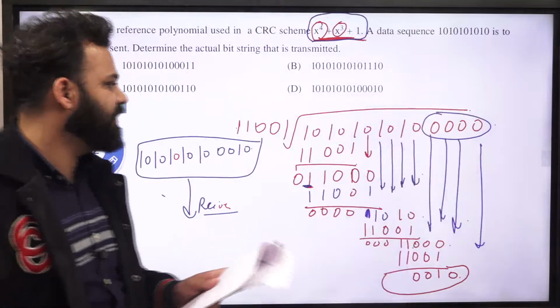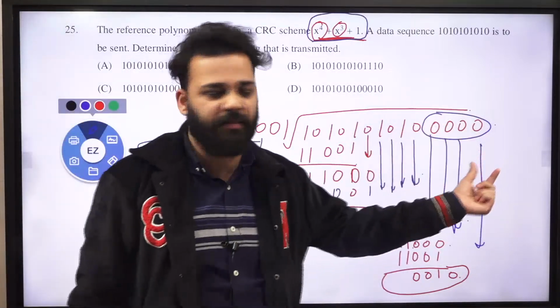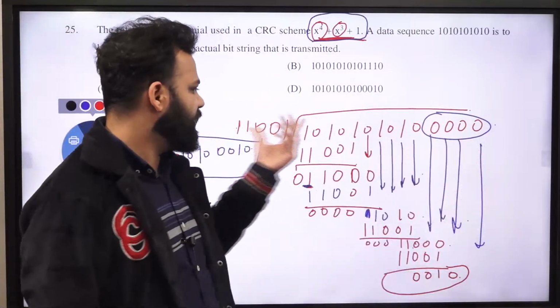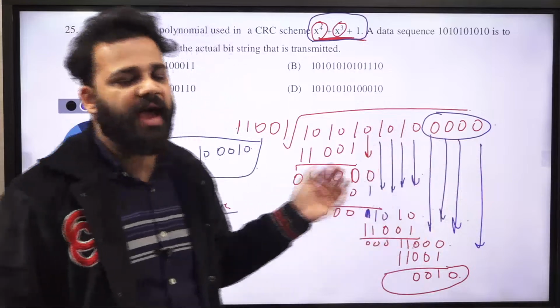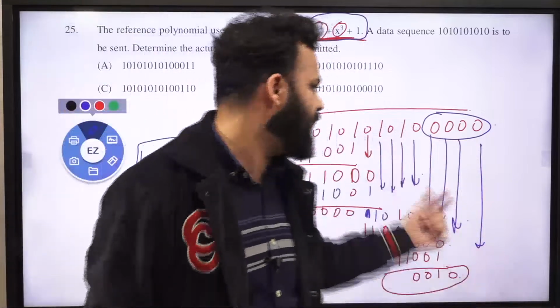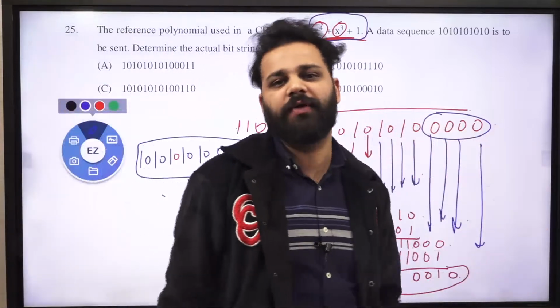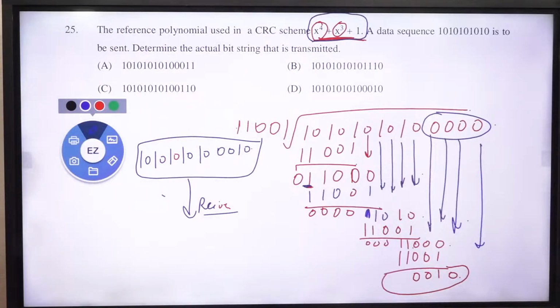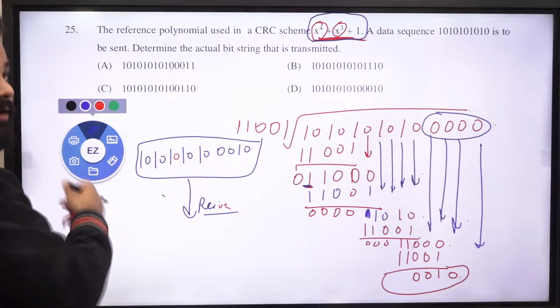And if the receiver is getting padding of 4 bits, 4 extra bits, then it will know that these remaining bits are the data and the data is not corrupted. If you are not able to get 4 zeros at the end, this means that data was corrupted when you were transmitting the data to the receiver. Okay, I hope you understood it.